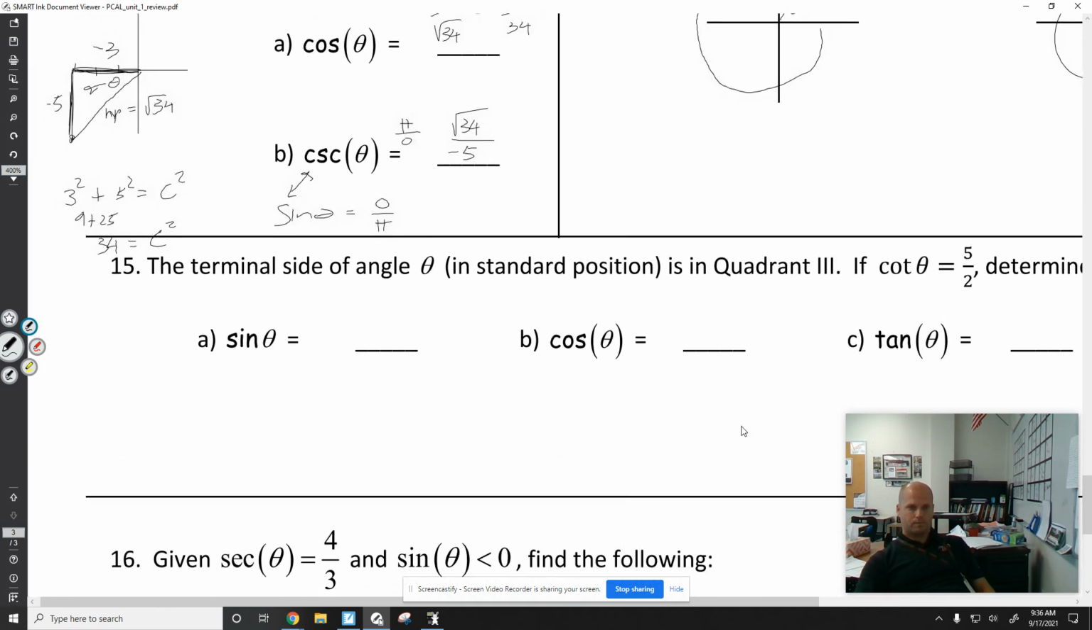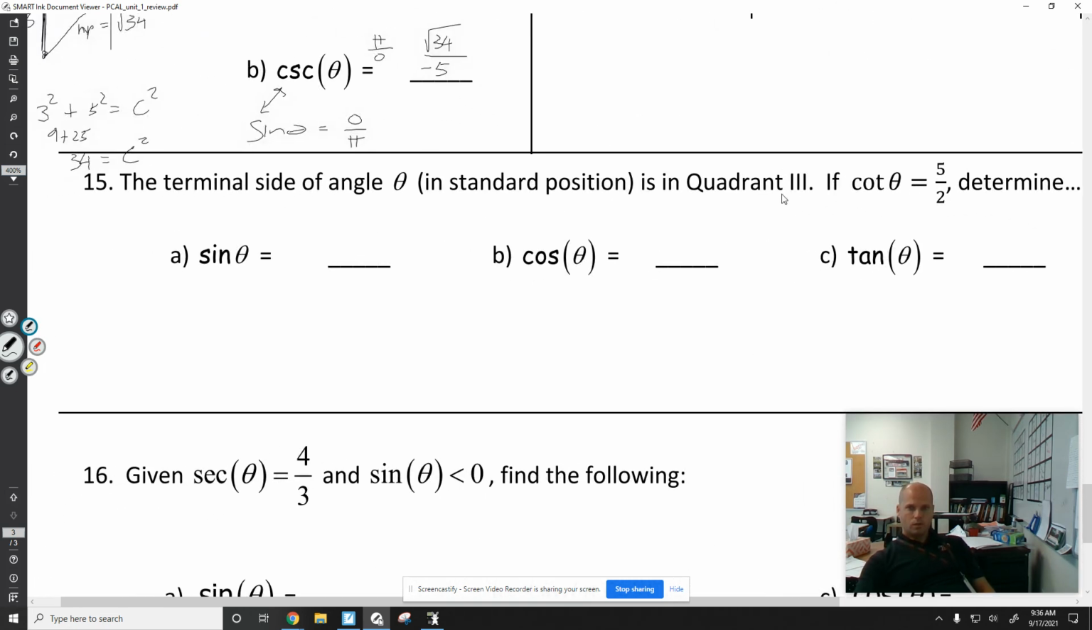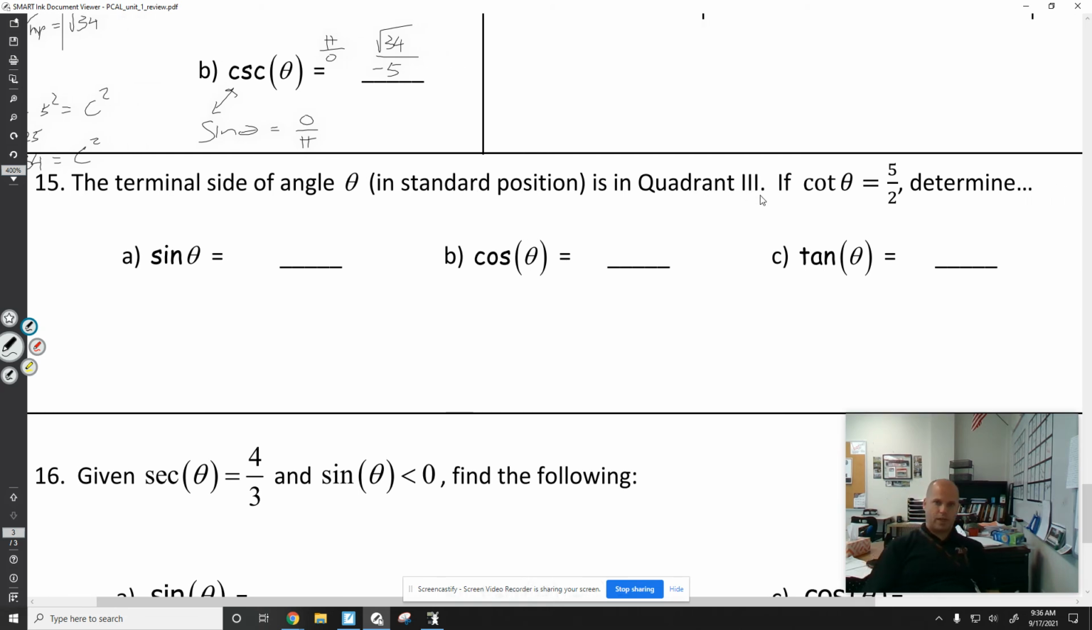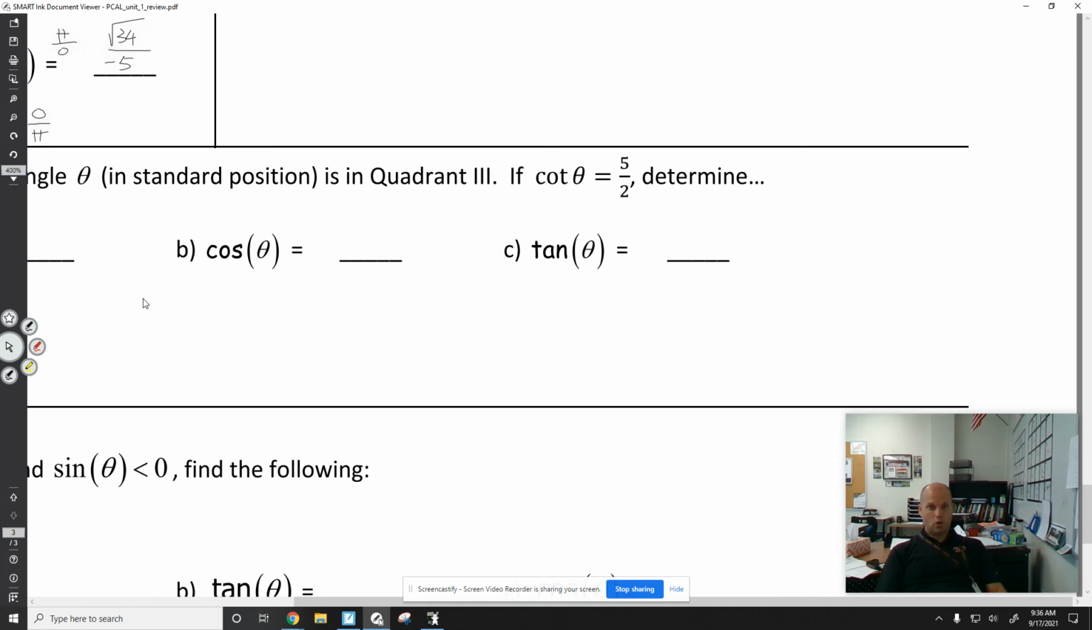All right, couple more. This is a big help. We're told that we are in quadrant 3. We are told the cotangent is 5 halves. Okay, so we've got some angle in quadrant 3. Now, cotangent, reciprocal of tangent, tangent is OA, TOA. Cotangent would be AO.